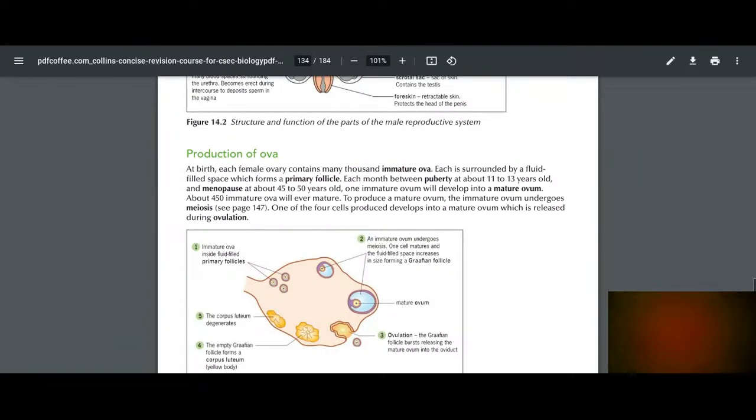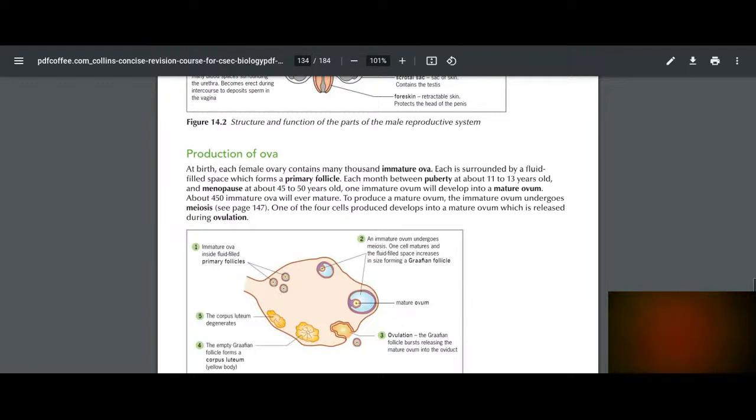Now let's talk about the production of the ova. Each female is born with many thousand immature ova, and each is surrounded by a fluid-filled space which forms a primary follicle. Then each month, between puberty at about 11 to 13 years old and menopause at around 40 to 50 years old, an immature ovum will develop into a mature ovum. In a woman's lifetime, only about 450 immature ova will ever mature.